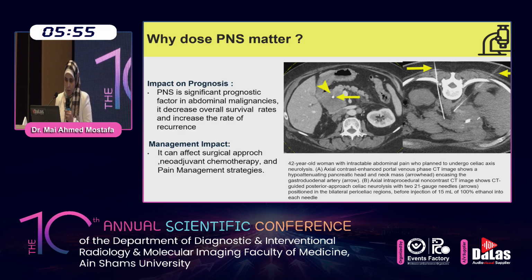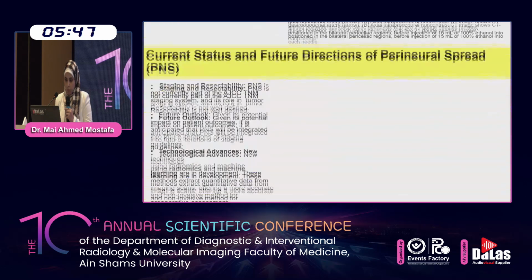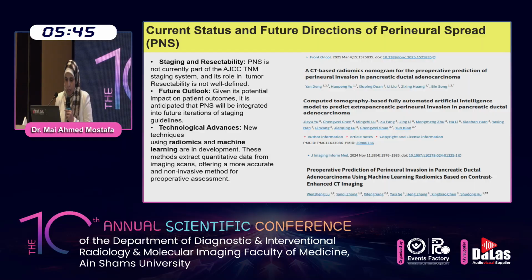As we can see on axial CT images, there is a locally advanced pancreatic mass lesion, and the patient underwent celiac ganglia neurolysis. Currently, perineural spread is not part of the TNM staging, and its role in resectability is not well defined, yet given its potential impact on patient outcome, it's anticipated that perineural spread will be integrated in future guidelines.